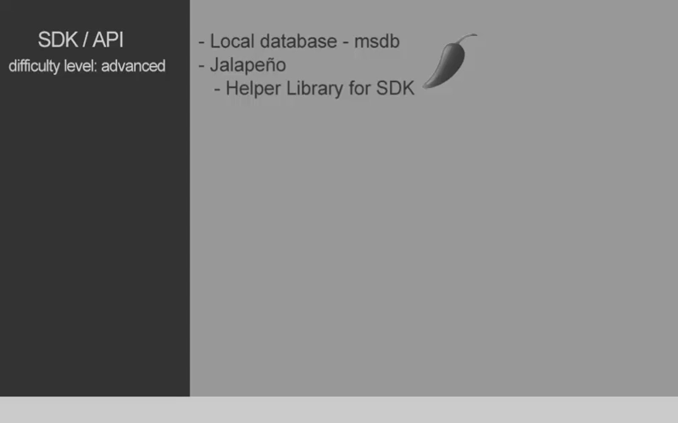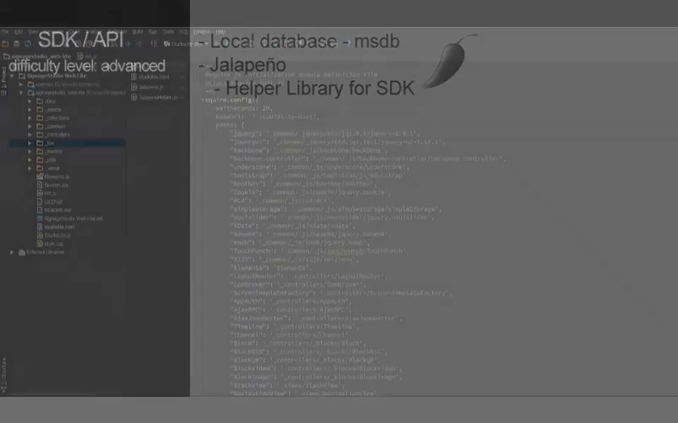With Jalapeno, we've basically developed a very simple to use library, so you don't really have to worry about parsing the MSDB, because in order for you to use MSDB, you really have to understand the database structure and understand where everything comes together. But with the helper library of the SDK called Jalapeno, you really can just run functions that we've developed for you, and essentially these are just wrappers for MSDB. So we'll cover the helper library SDK Jalapeno as well. So with that, let's go ahead and begin.